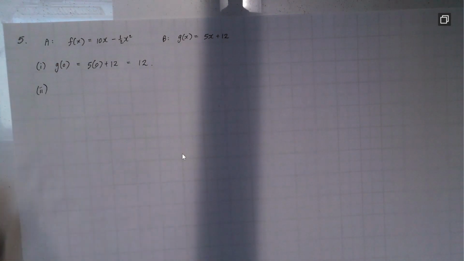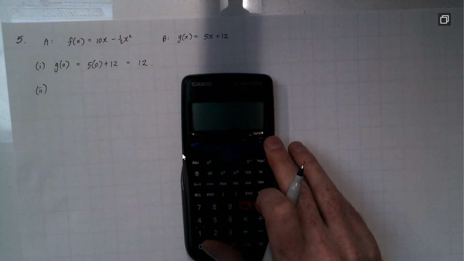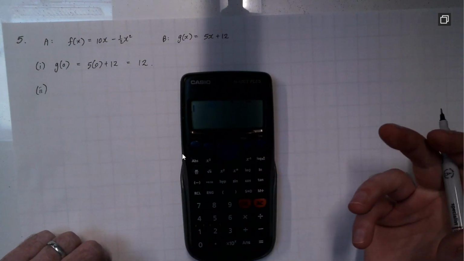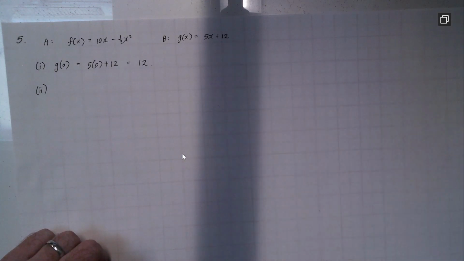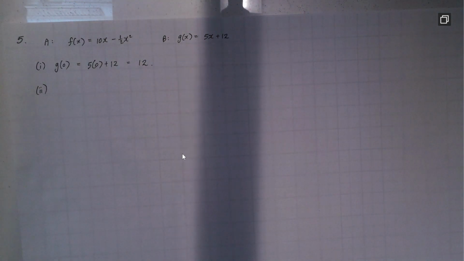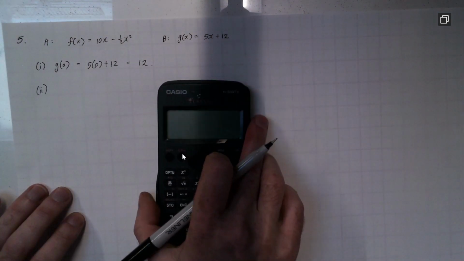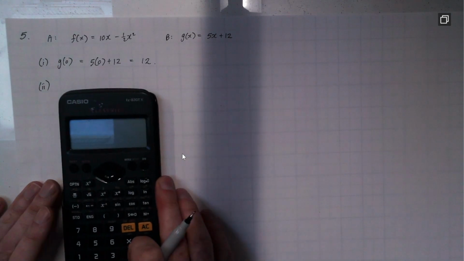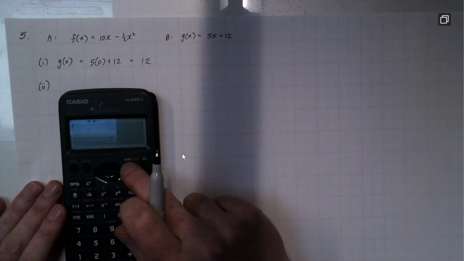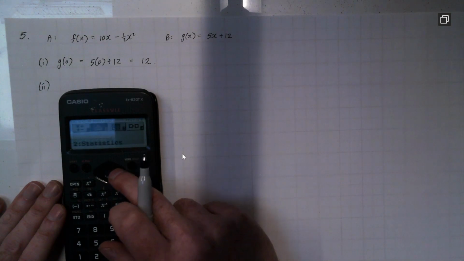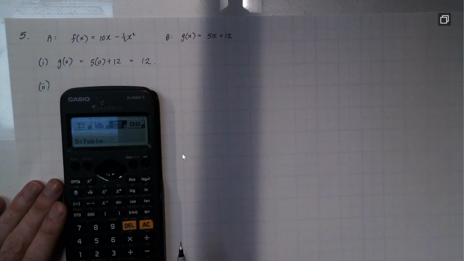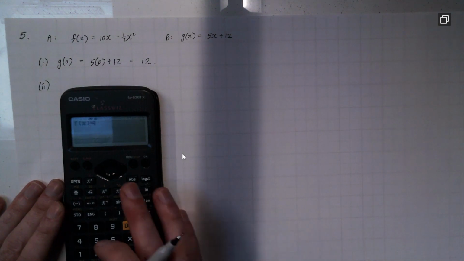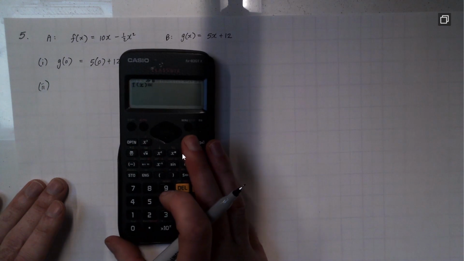When we draw the graph, we use the calculator. On the calculator, we're going to set up a table. Then on the table, we enter the functions.